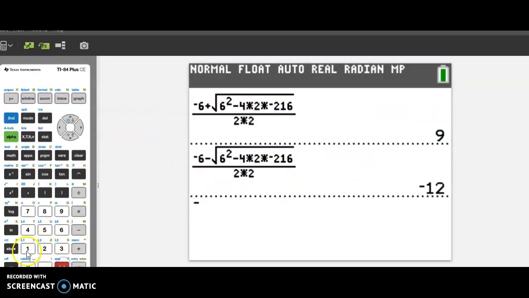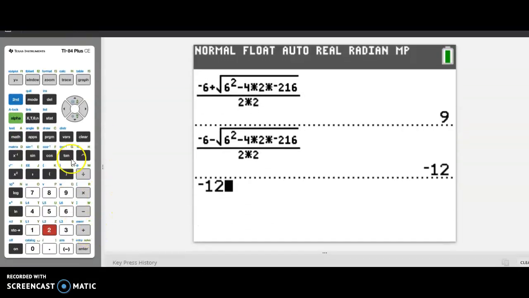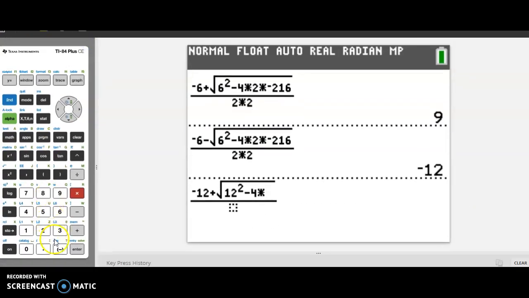x equals negative b. Double checking. Yep. Plus or minus. Oops, I forgot to make this into a fraction. There we go. The square root of b squared minus 4 times a, I believe it was negative 16, times c, all over 2 times a.